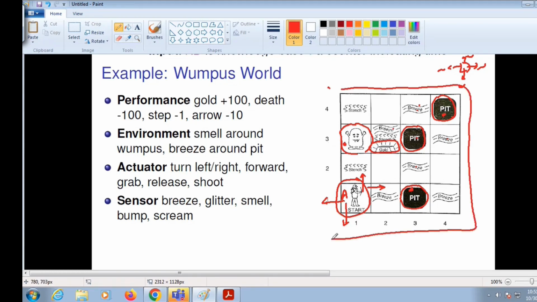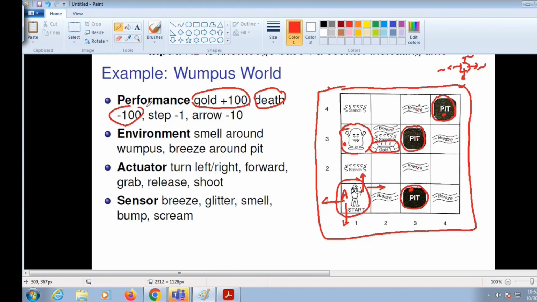So let's assume this is the game in which you are an agent, a computer agent, and his task is to find this particular gold. The setting is that if he finds the gold, he gets 100 points. If he is killed by the vampires, then -100 is given.